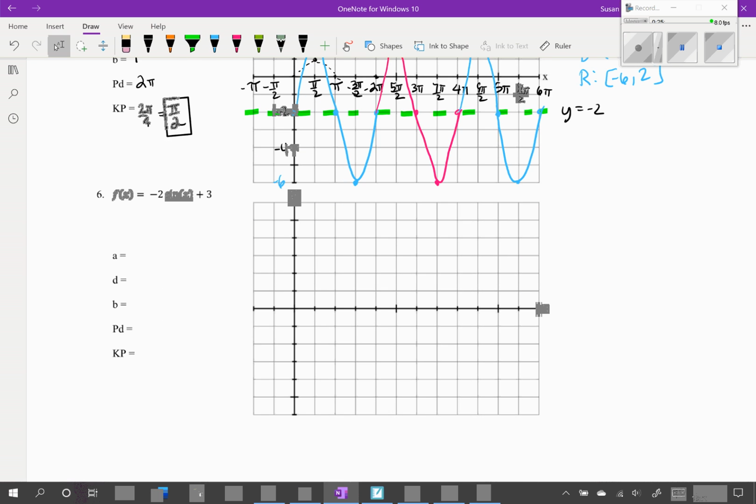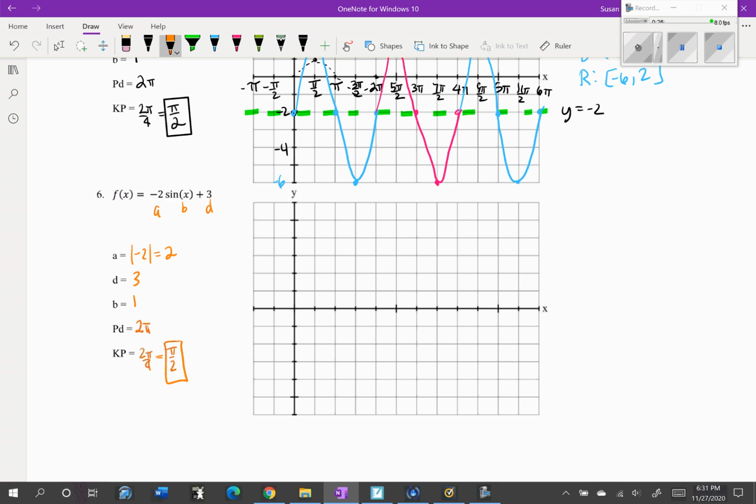So for the next one, again, we have our a value, our b, and our d. So remember, it's always the absolute value of a, because amplitude is always a distance, so it has to be positive. So that gives me 2. My d value is 3. My b value is always 1 for these. 2 pi for now for the period, and 2 pi divided by 4 gives me pi over 2 for key points for each of these graphs.